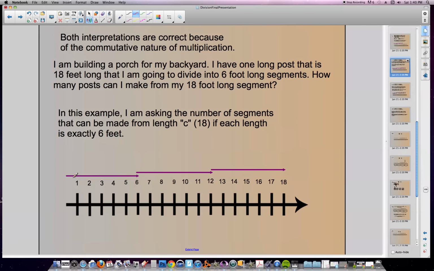Okay, I make my first cut, 6 feet, and I got 6 feet. Now I'm going to cut another 6-foot one. Now my 2 posts together are 12 feet. And then I make another 6-foot cut, and I'm out of wood. I managed to get exactly 3 6-foot posts from my 18-foot long piece of wood.